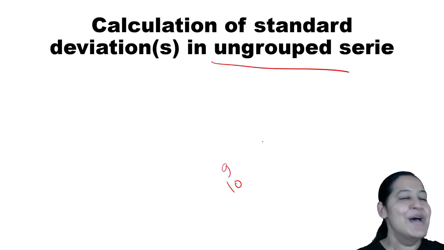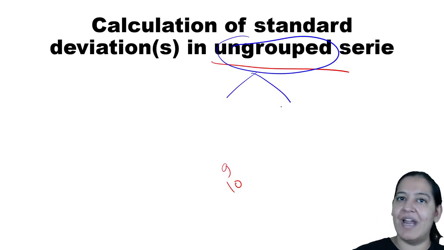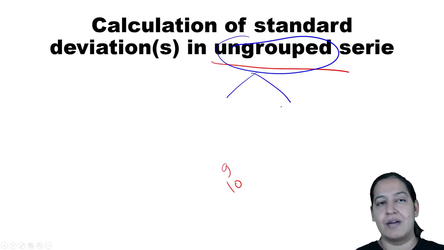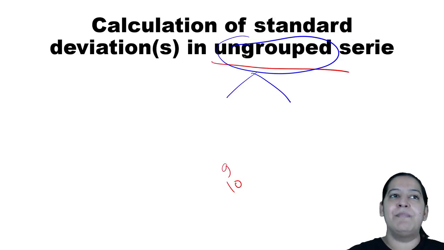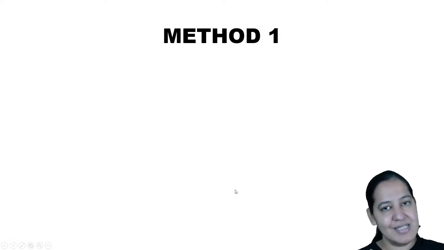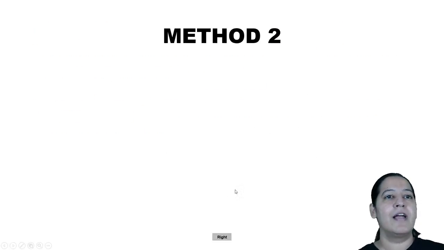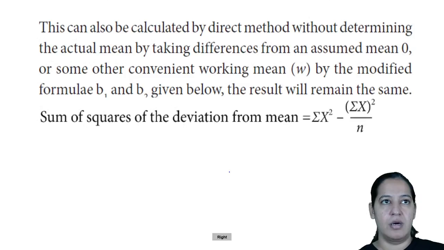I was just telling you. So let me take ungrouped data. In ungrouped data, we have two methods. In grouped data, it will be difficult. We have only one method. For calculating standard deviation, let me take ungrouped data. Ungrouped data method number one. For method number one, listen, I will take an example ke saath hi main method samjhaungi, wo easy rahega. So listen, let me take the example. Okay, I don't have the example. This is method two.